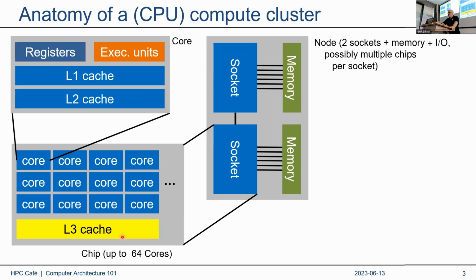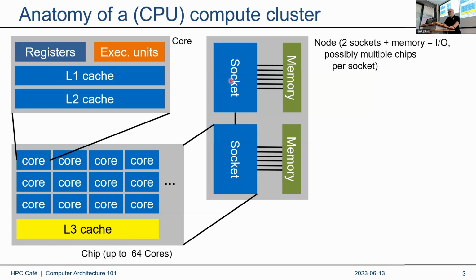Okay, if you open your computer, there are usually 2 sockets. This 2-socket arrangement is like a sweet spot in high-performance computing. Usually in HPC, for a CPU-based cluster, we have 2 sockets per node. And one node runs one instance of an operating system like Linux.